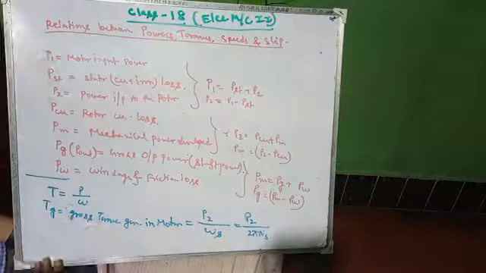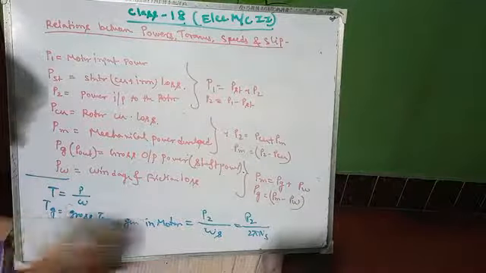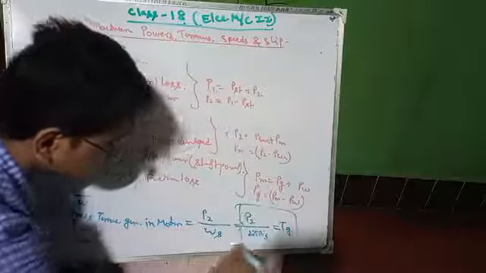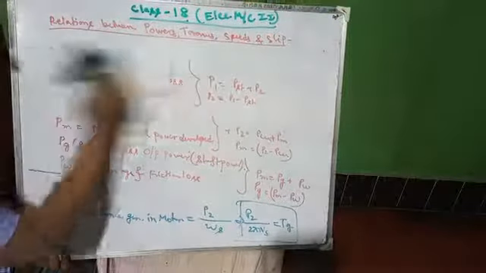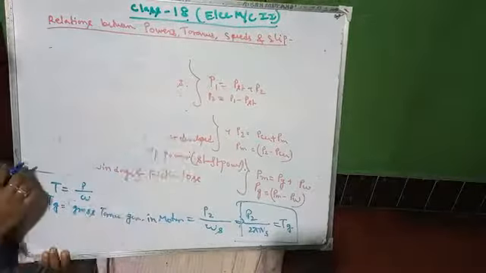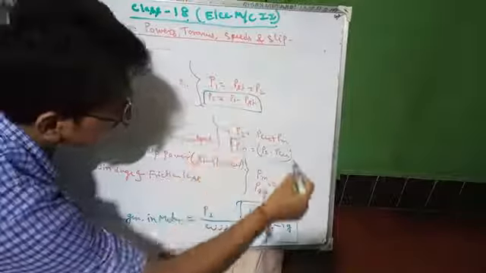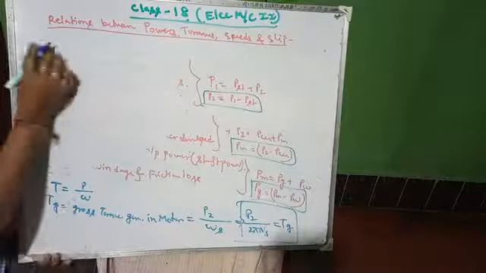So just make a box. This formula you have to put in a box, equals your TG. So make a box over here. It is the gross torque generated. Next, this is one box, second box, third box, fourth box.